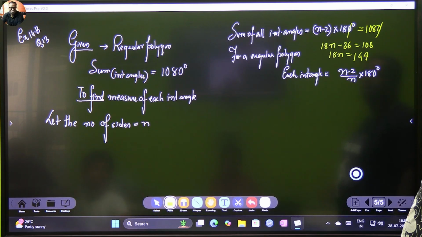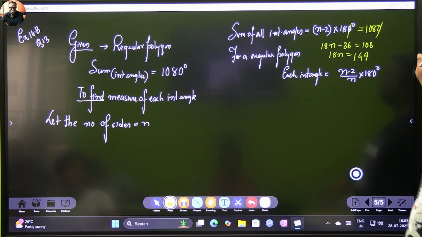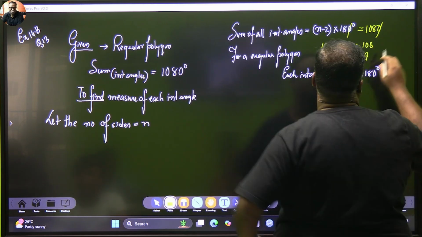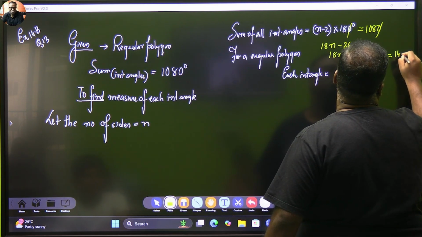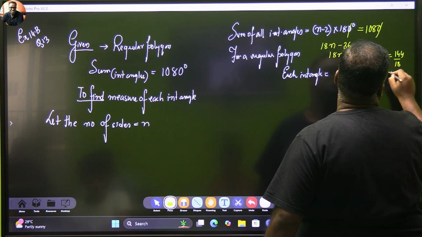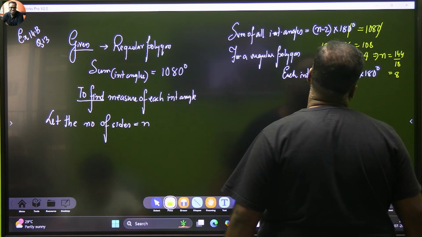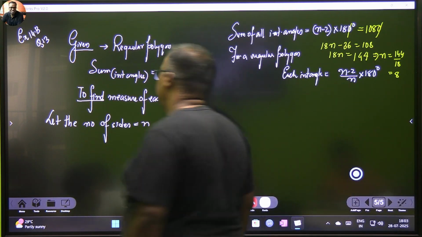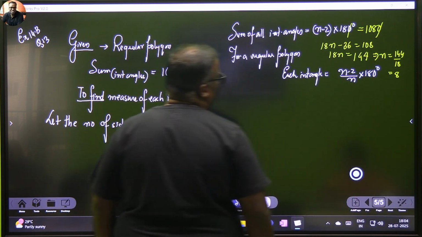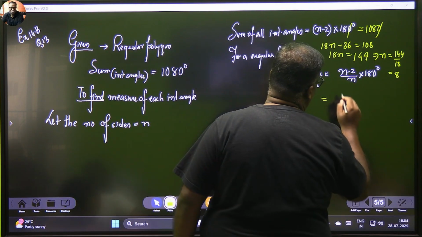135. So how much is it? What is the value of n? N is equal to 8. N is equal to 144 divided by 18, which is equal to 8. That means our polygon has got how many sides? 8 sides. So now each interior angle is how much?